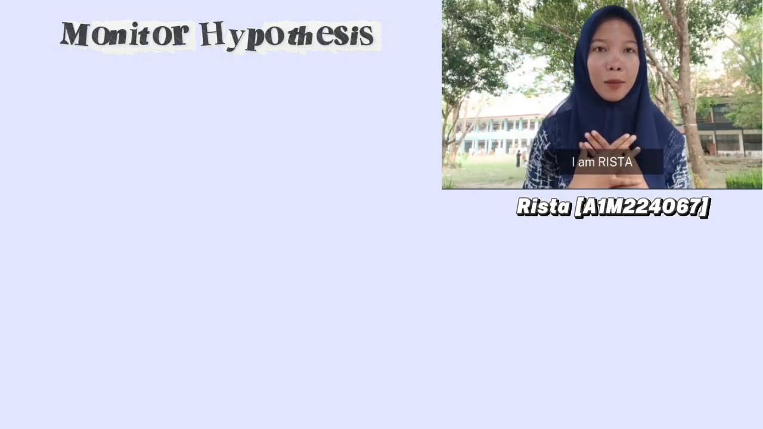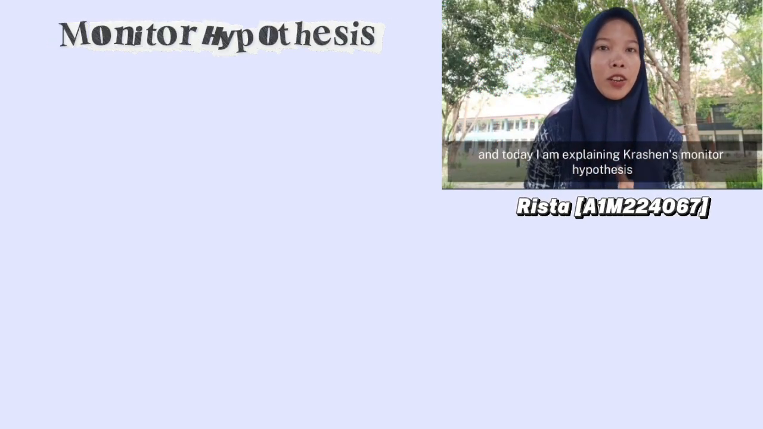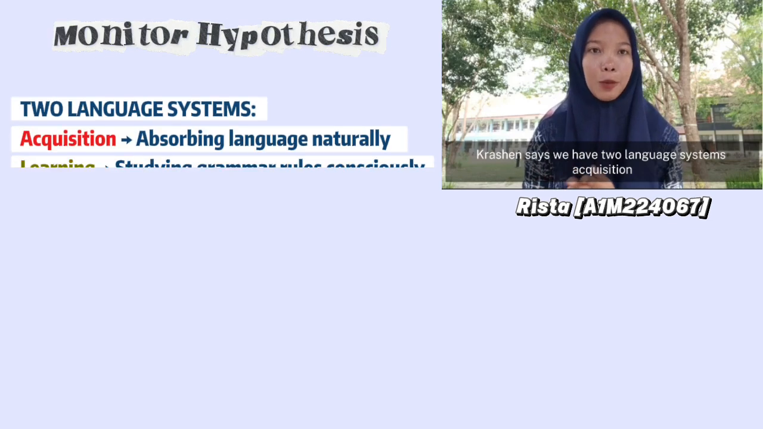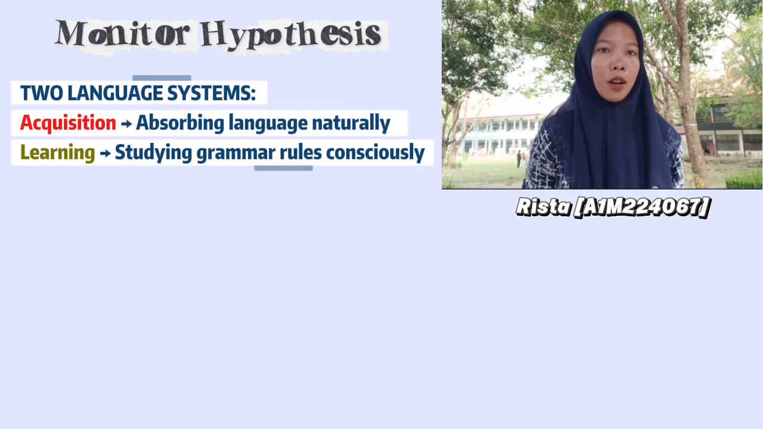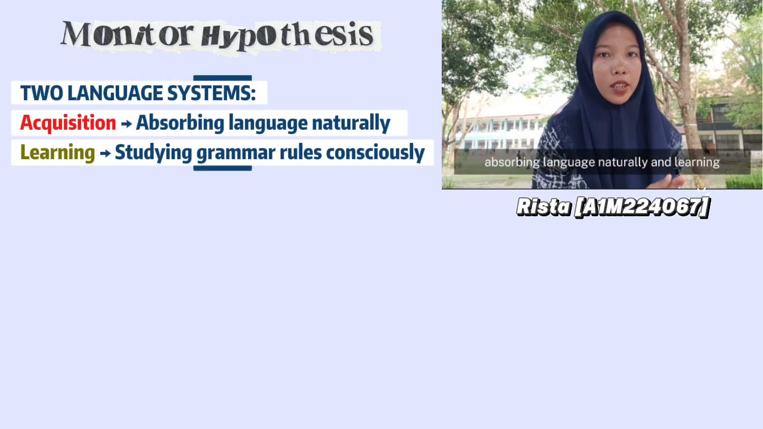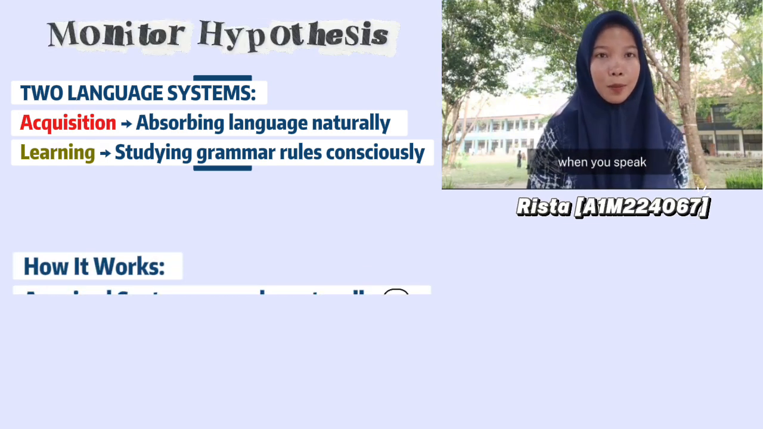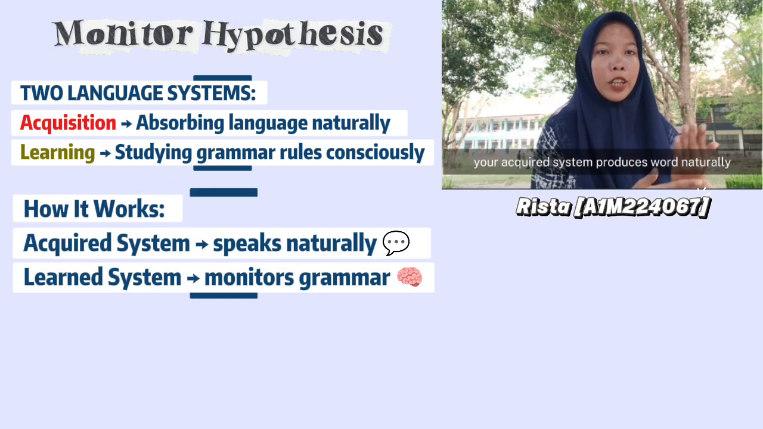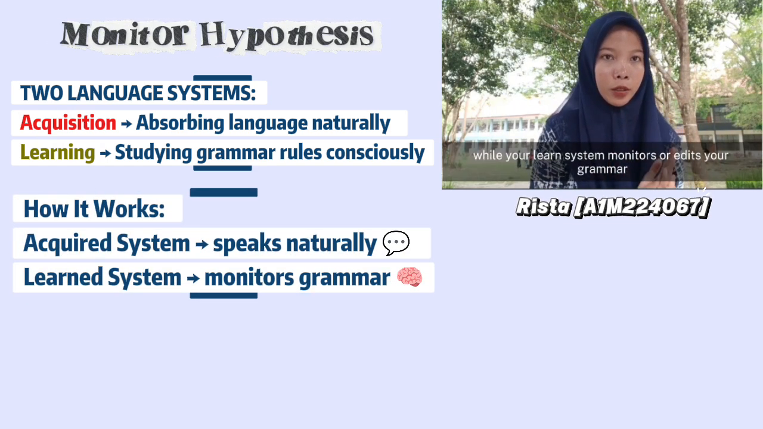Hello everyone, I am Rista and today I am explaining Krashen's monitor hypothesis in 1 minute. Krashen says we have two language systems: acquisition, absorbing language naturally, and learning, studying grammar rules formally.